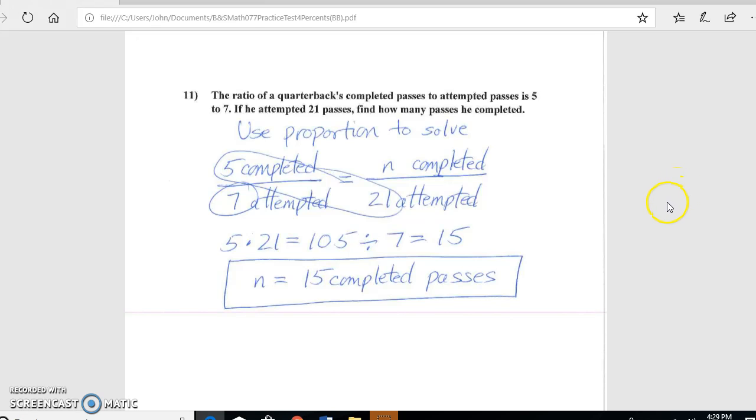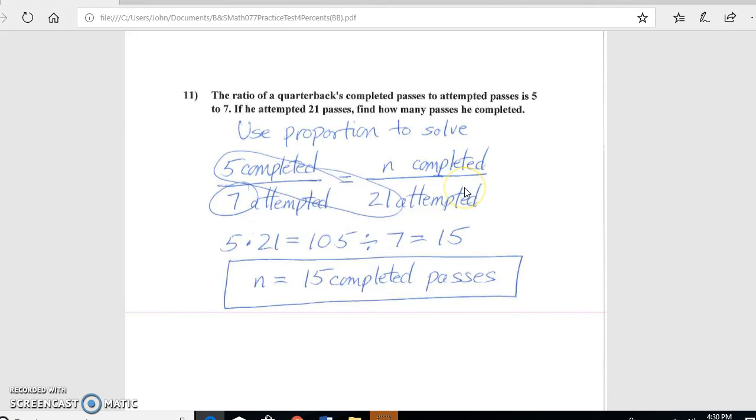Now, in this kind of problem, you want to recognize that we're going to need a proportion in order to solve it. And the first sentence always gives us the first side of the proportion, the first ratio in the proportion. The second sentence gives us one of the pieces on this side and asks us to solve for the other. And that's what we have in this problem.